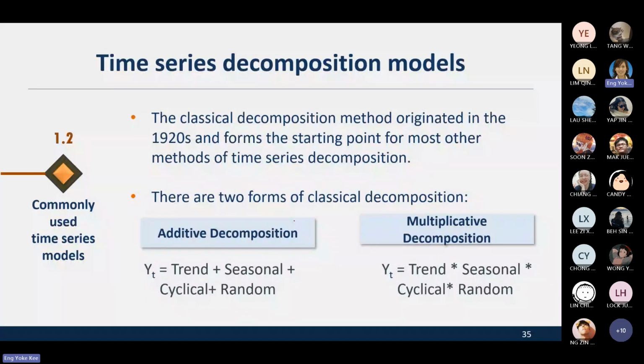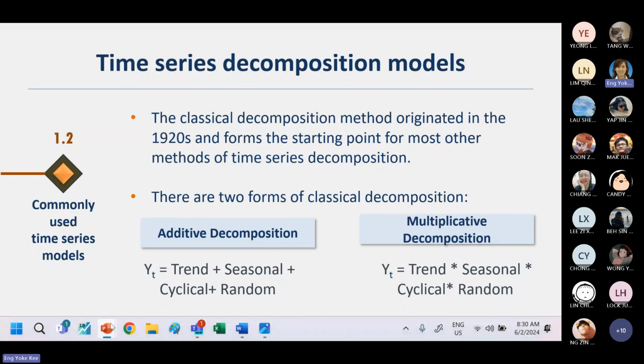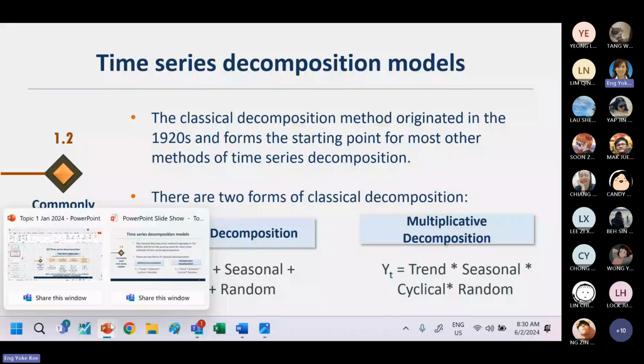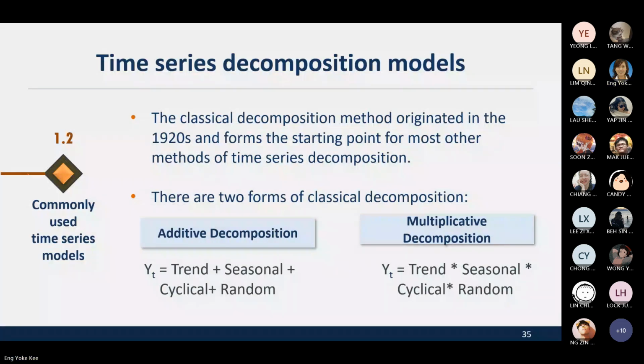So how do we model these 4 patterns? In the 20s, the classical decomposition method tried to look at these 4 patterns, and then they tried to model them. There are 2 types of classical component here.